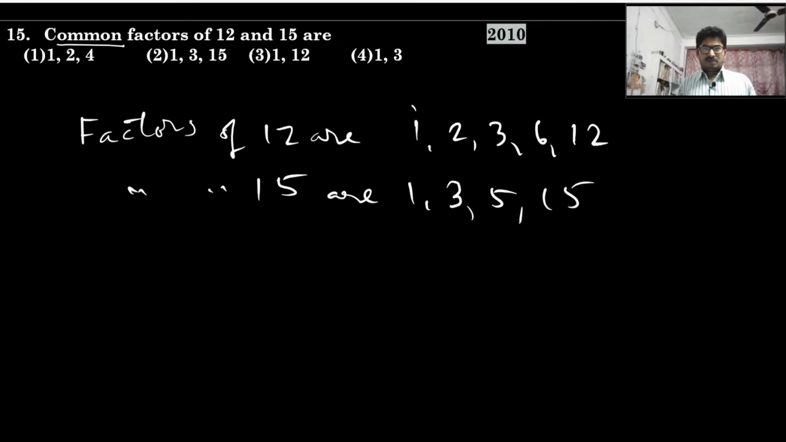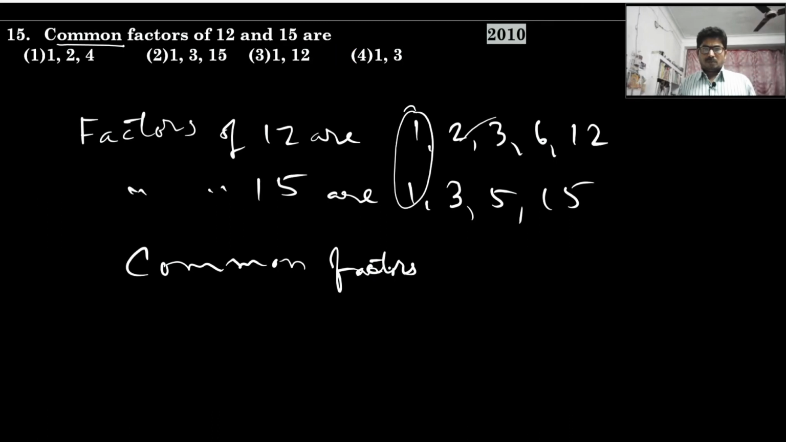Common factors are 1 and 3. So 1, 3 are the common factors. 1, 3, option 4.